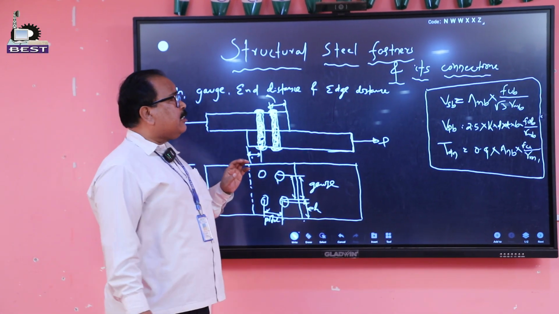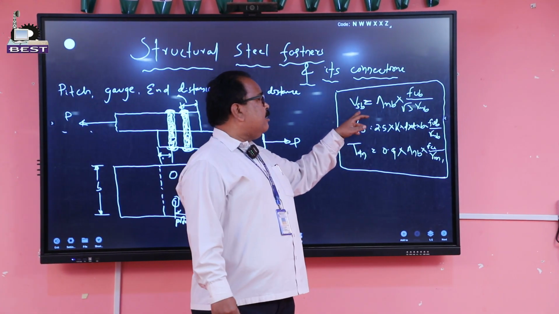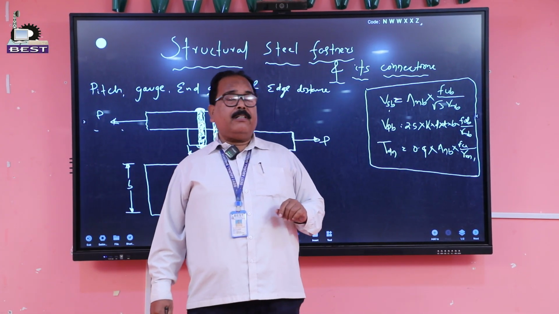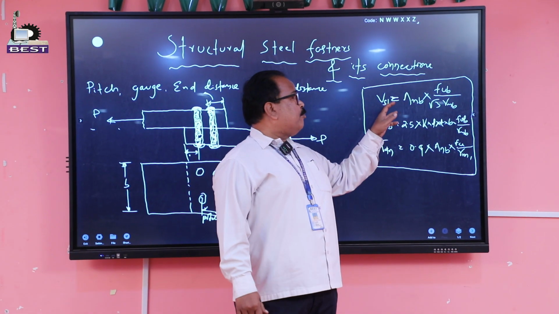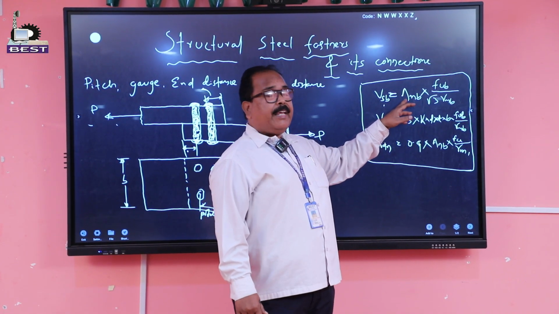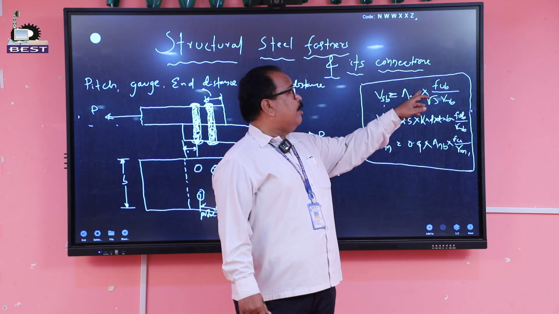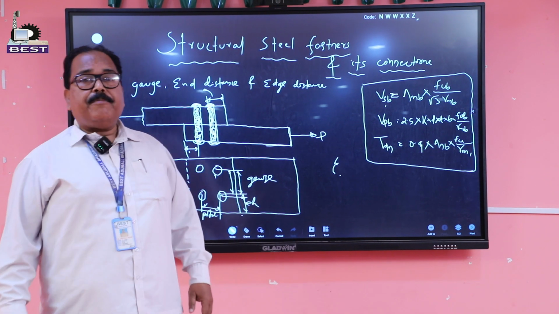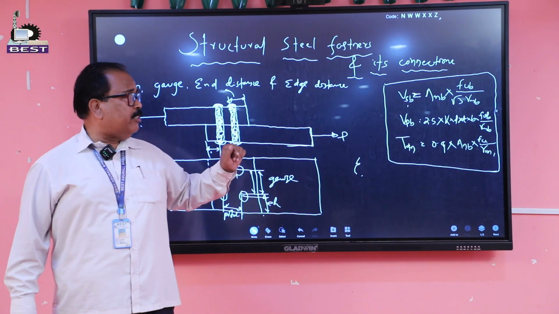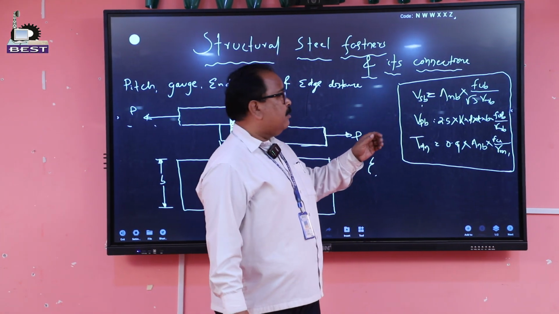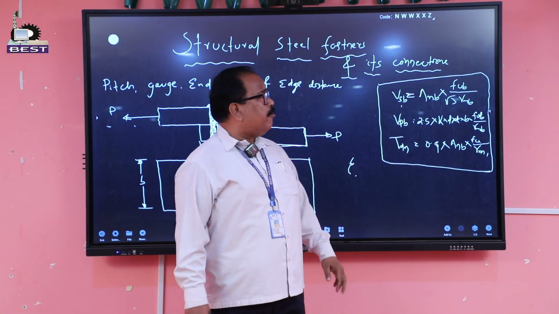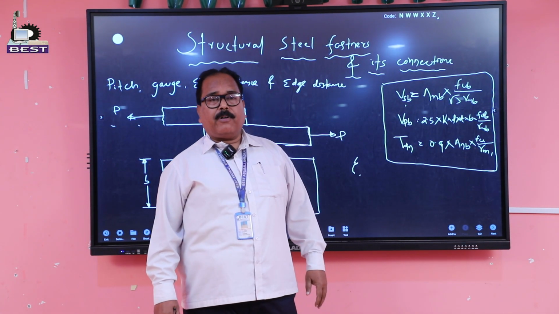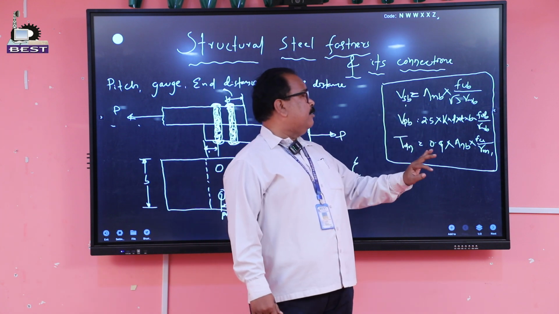First, the shear strength of the bolt. To calculate it, VSB equals A nb times fub by root 3 gamma mb. Here fub is the ultimate stress in the bolt, and gamma mb is the partial safety factor. You can refer to the code to find this formula.